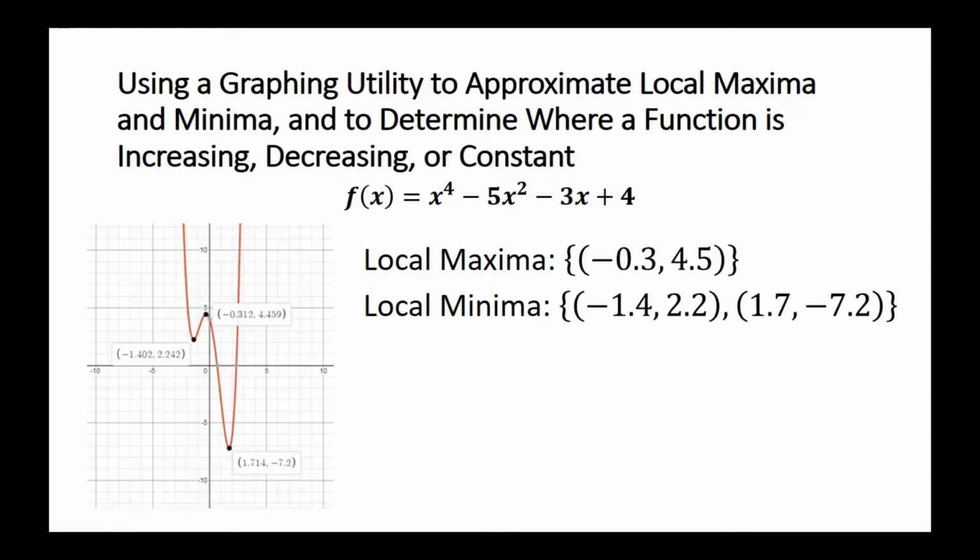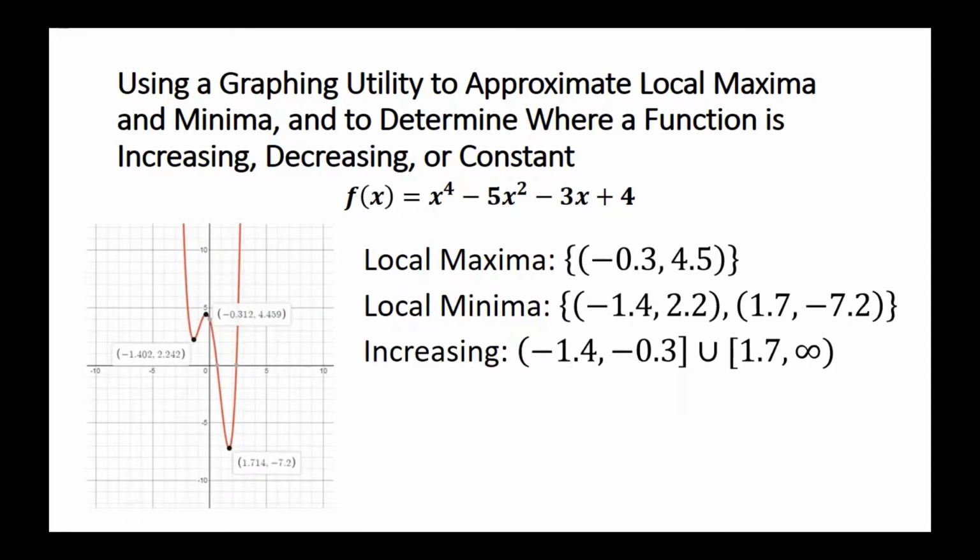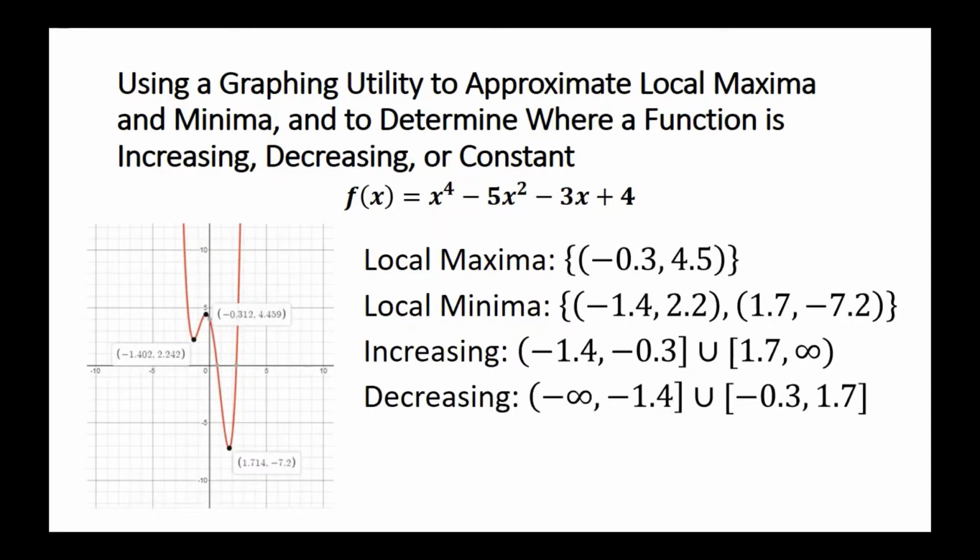Well, where is it increasing, decreasing, or constant? Well, we can see that it's increasing from x equal to -1.4 to -0.3. It's also increasing from 1.7 to infinity. It's decreasing from -infinity to -1.4 and from -0.3 to 1.7. And there is nowhere that it is constant on here. It does not remain constant anywhere through this graph.